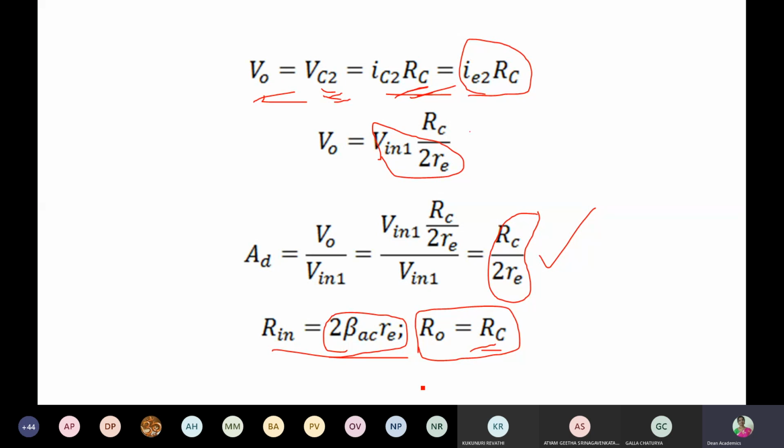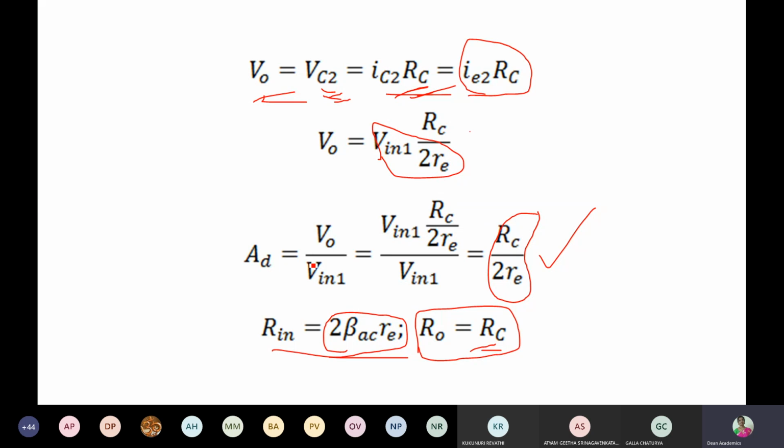Therefore V0 is equal to VC2, which is equal to IC2 RC. IC2 expressed in terms of IE2. IE2 derivation we got V in by 2 RE. So therefore differential gain definition V0 by V in. So same thing we have written here. And finally AD is equal to RC by 2 RE, because it is unbalanced output. And similar to the previous case, we can define what is Rin and what is R0. So single input, unbalanced output, differential amplifier.